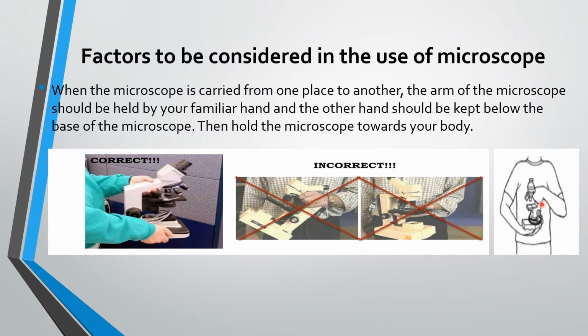So you have to hold the arm of the microscope by your familiar hand, and you have to keep the base of the microscope on the other hand. So this is the correct way of holding the microscope, and also you should hold it towards your body. You should not keep it away from your body when carrying it from one place to another as shown in these diagrams. So this is the correct way of handling the microscope.